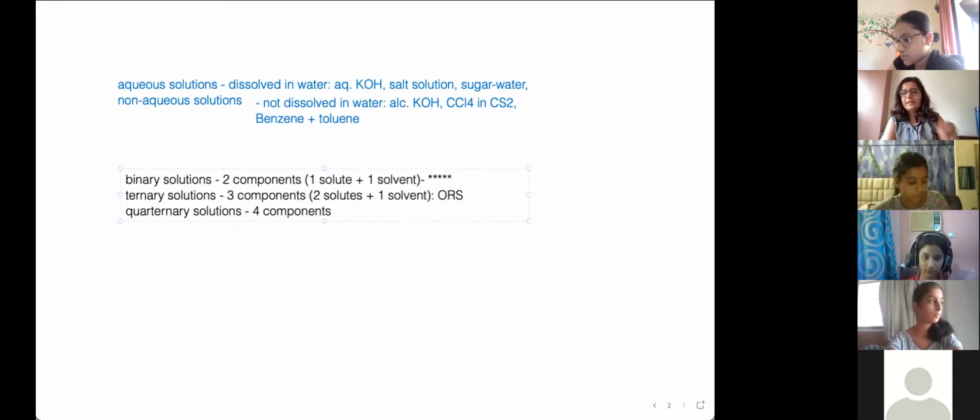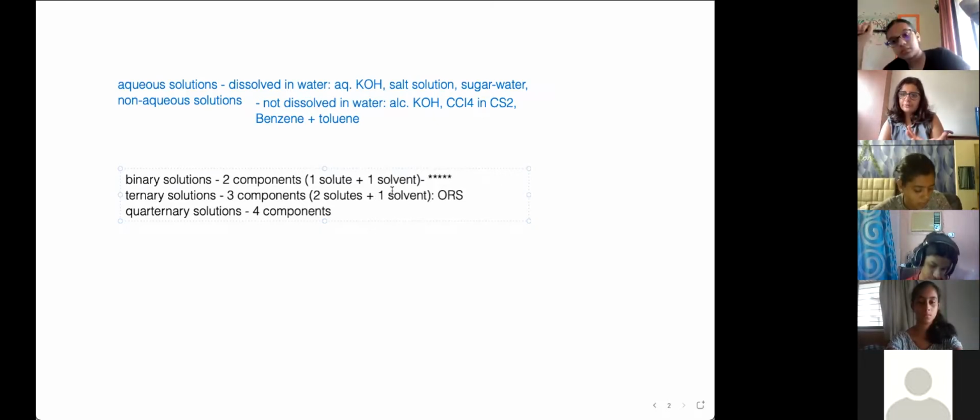Okay, so in order to make the solution itself, what all are you taking? So we're taking a solvent to mix in. And apart from that, if you're taking two other things, so we have three components, it becomes a ternary solution.